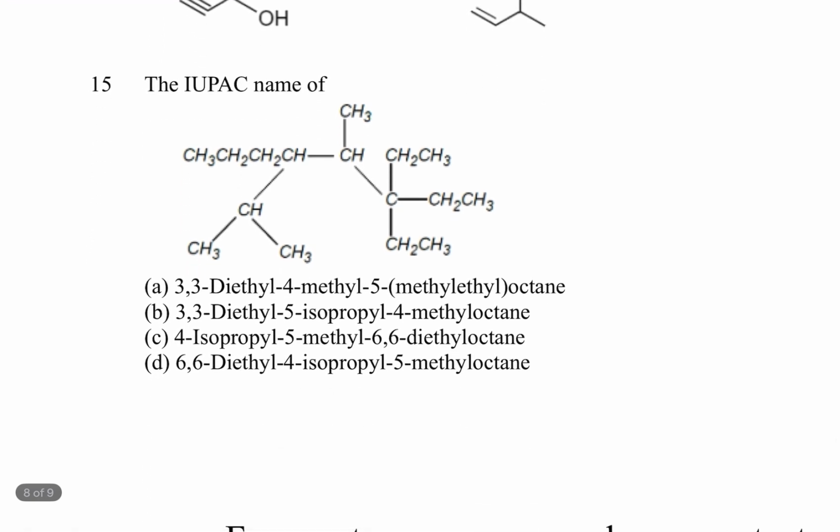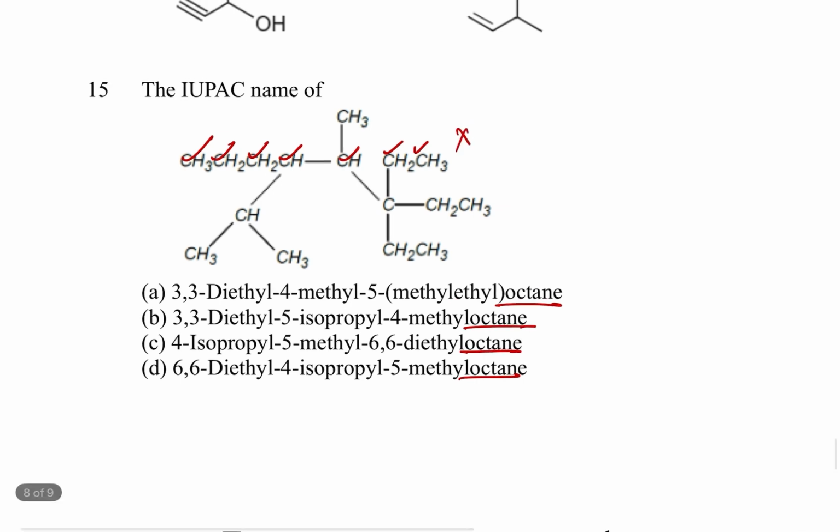IUPAC name for this particular structure, 15. Now see here, in all the options it says octane. So let's find a chain which is octane. If I start numbering from here, 1, 2, 3, 4, 5, 6, 7, wrong way of numbering. Hept is coming, right? If I start from here, 1, 2, 3, 4, 5, 6, 7, 8. It can come. So my numbering is wrong in this way.